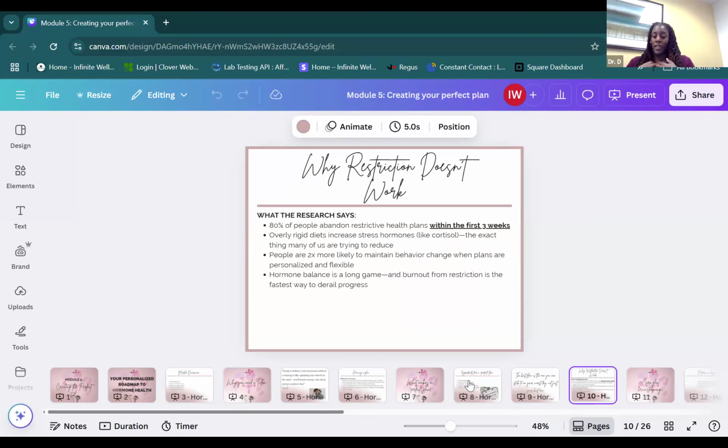And one thing I will say is when it comes to my patients and protocols, I always say I don't want perfection with you executing your plan, but what I want is consistency. And so once you have consistency, that is going to be key.